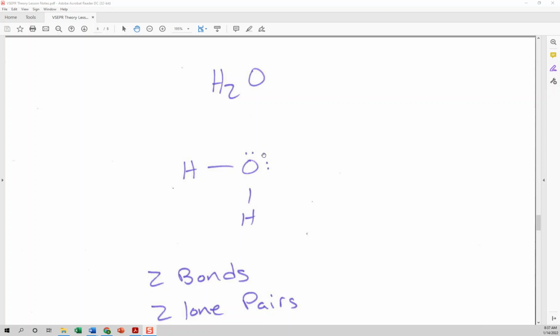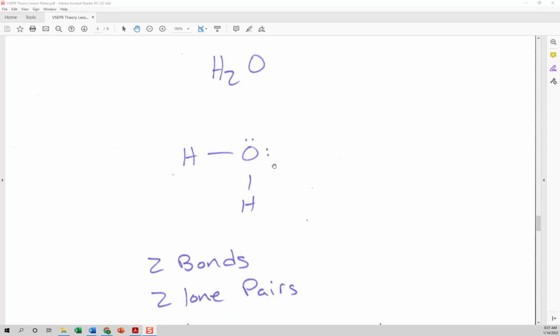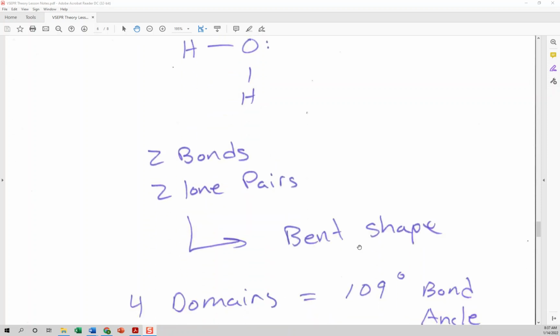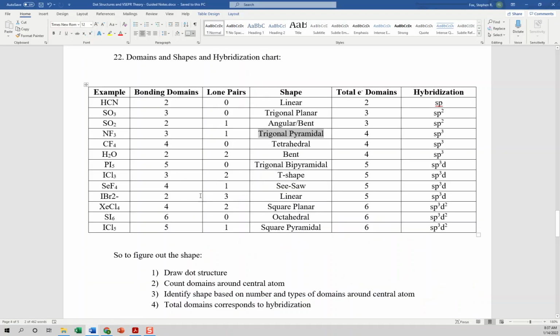It's going to be a different shape because those 4 domains are a different combination of bonding domains versus lone pairs. So we got 1, 2, 3, 4 total domains, but 2 of them are bonds, 2 of them are lone pairs or unshared pairs, and we call that bent shape. So whenever somebody says, "Hey, what's water shape?" It's bent. It is bent. Okay, but let's go to our chart and just see that. So we got 2 bonds, 2 lone pairs. We call that bent shape.